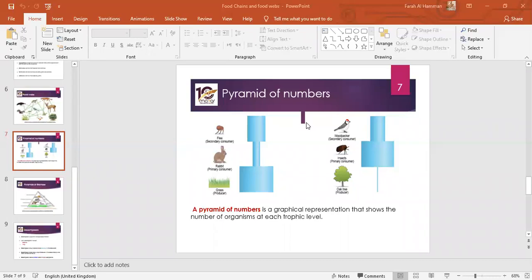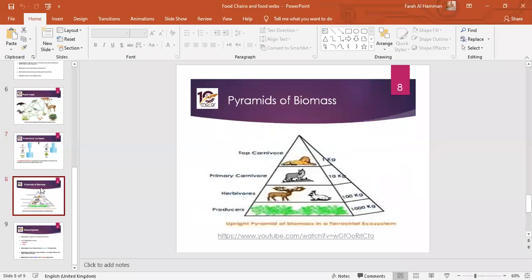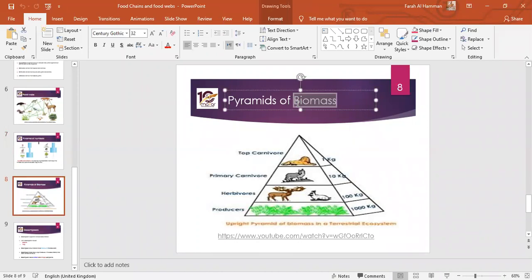All right. Now, let's discuss the second type of pyramids we have at hand. Let's discuss the pyramid of biomass. You see, before I talk to you about how we construct such a pyramid, let us go back into the term biomass and discuss it in more detail.